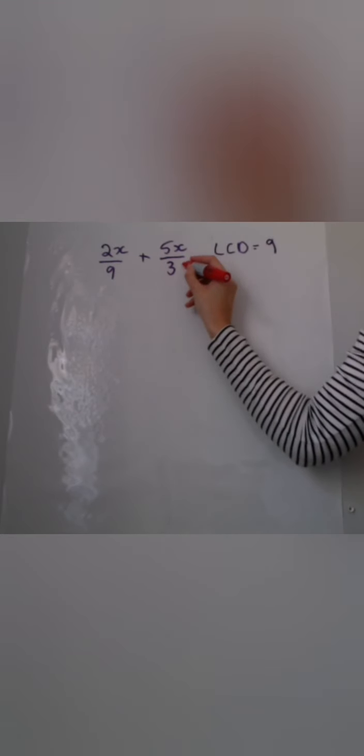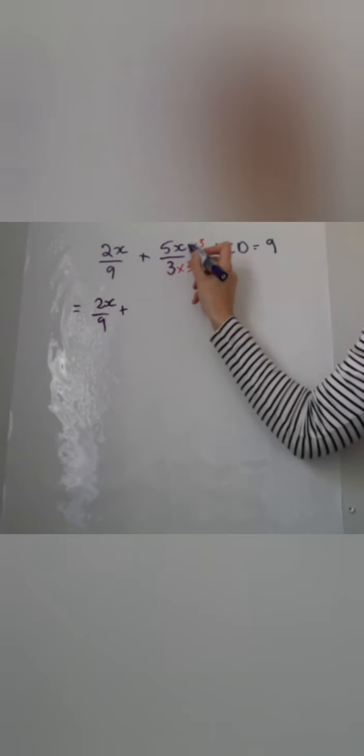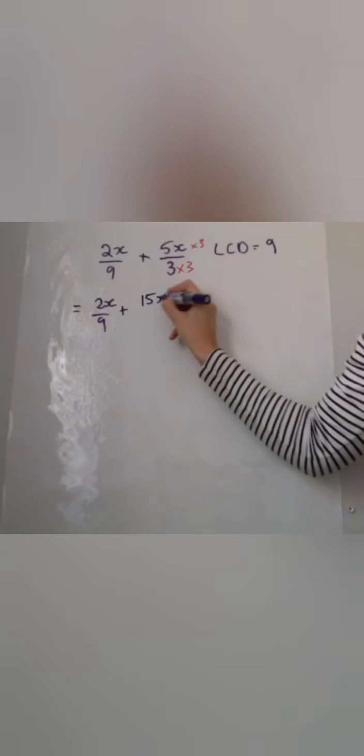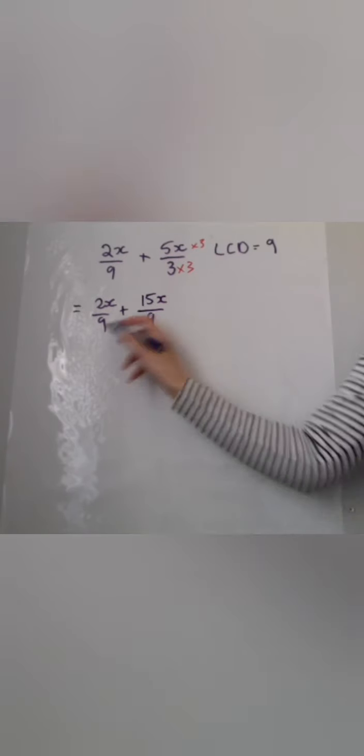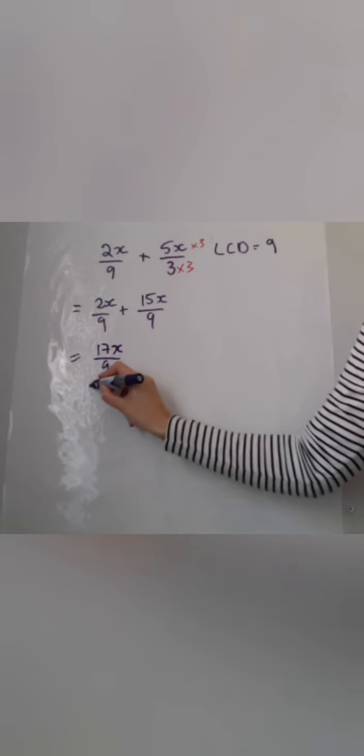So now, in order to add these, we need to get the denominators the same. The 9 stays as is. The 3 we have to multiply by 3. But what you do to the bottom, you have to do to the top. So we multiply the 5x by 3 as well. Let's see what we have now. We have 2x over 9. That doesn't change because the denominator is 9, plus 5x times 3 is 15x over 9. So now that our denominators are the same, we simply add the numerators. So 2x plus 15x gives us 17x over 9. We cannot simplify that. So that is our final answer.